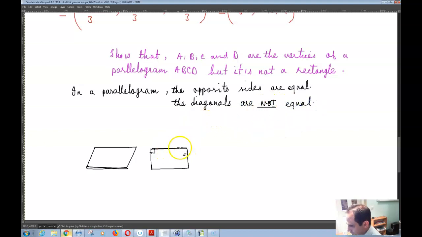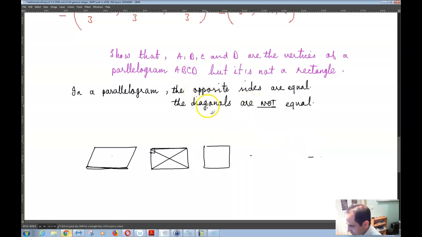But as you know, in a rectangle the diagonals are actually equal. And of course, you know that in a rectangle the opposite sides are equal. So if you can show that the opposite sides in a quadrilateral are equal, it could be a parallelogram, it could be a rectangle, it could be a square, or any other possible geometric shape.